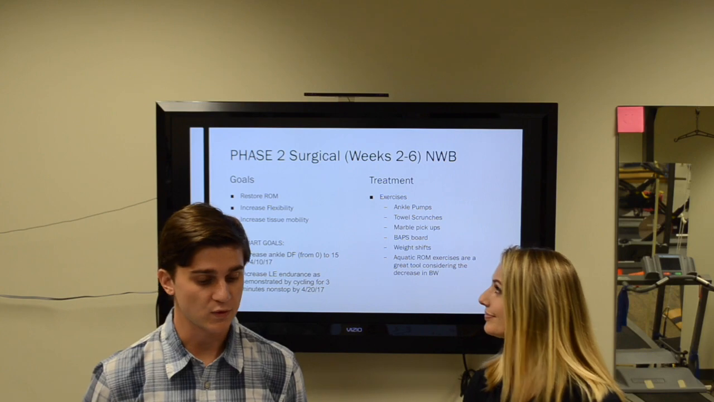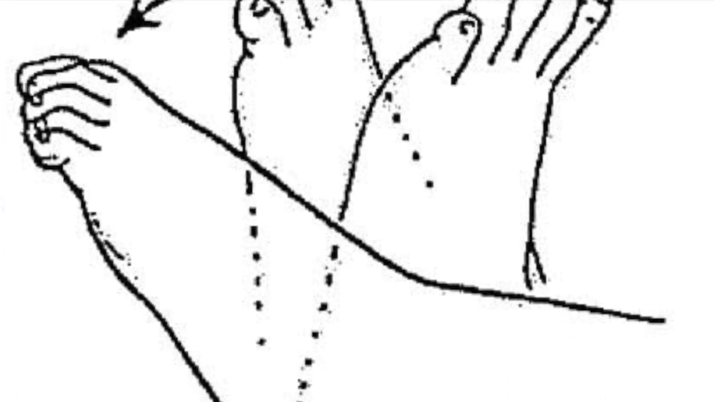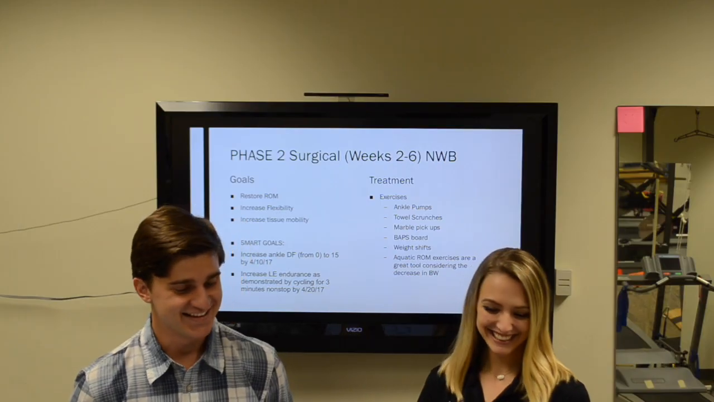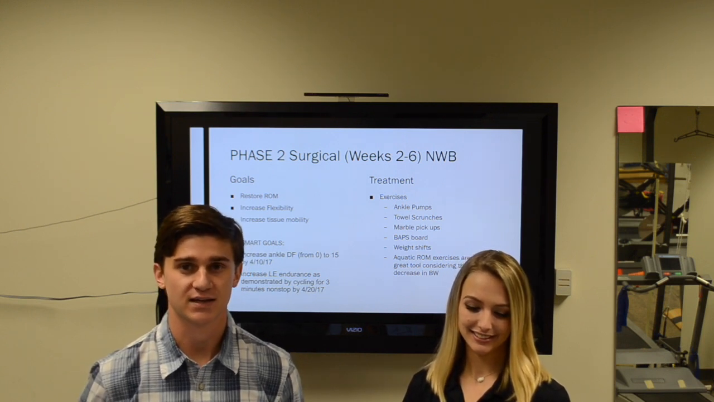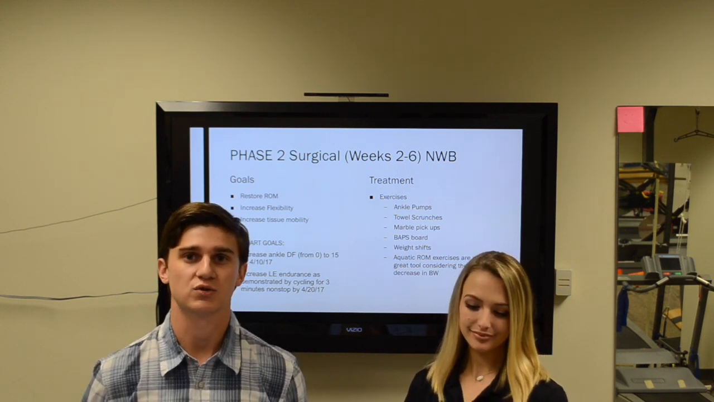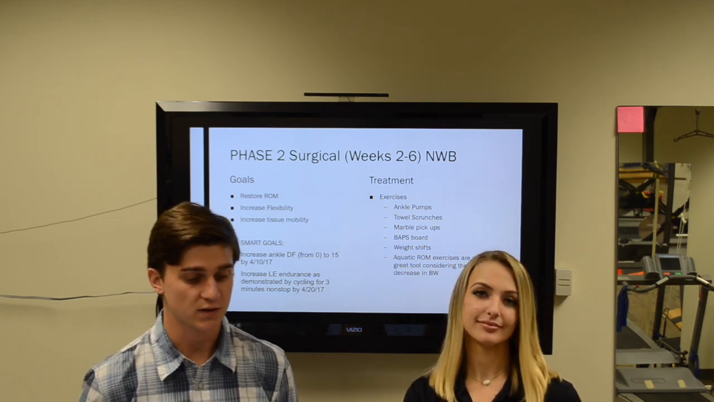In phase 2, we're mostly going to be worried about range of motion and flexibility. So, shout out to you, Eugenio. Ankle pumps. You know it. You knew it was coming every time. So we're also going to be doing the BAPS board and towel scrunches, different things like that, trying to get the range of motion, the flexibility, and the joint moving all together just to progress to phase 3.